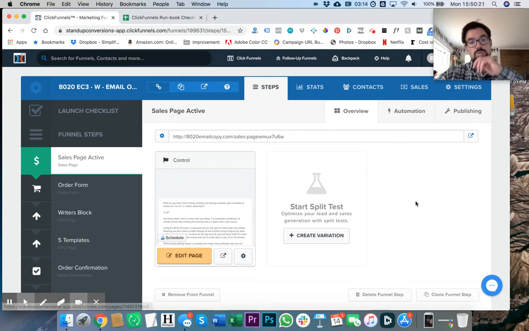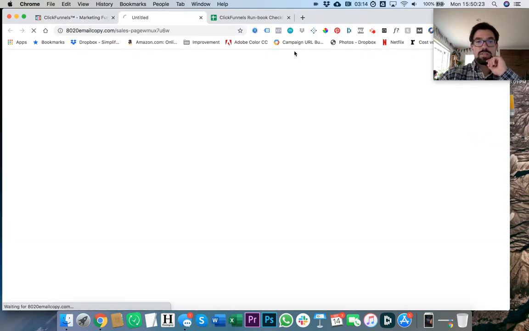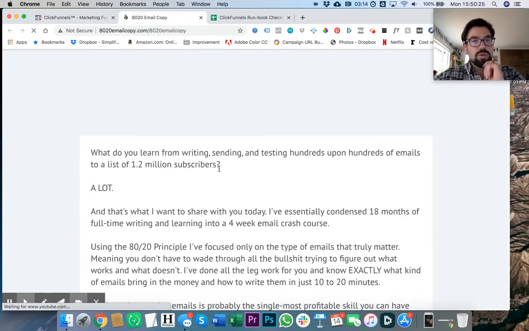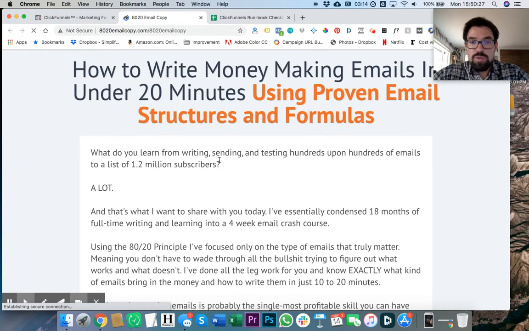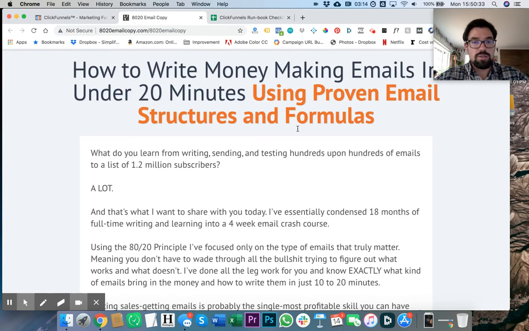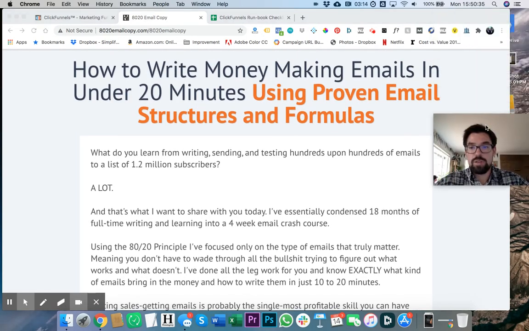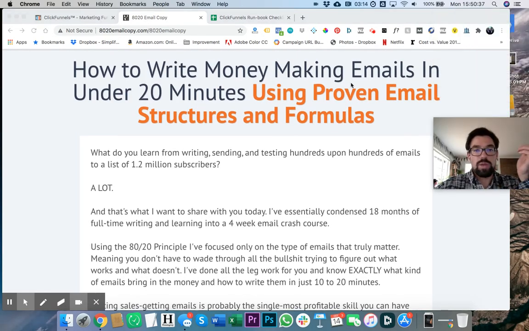So first and foremost, we have the sales page that Ian came up with for 80/20 email copy when he first released it. Again, this is a very, very simple page. The lead is pretty clear. The headline's clear: How to write money-making emails in under 20 minutes using proven email structures and formulas.